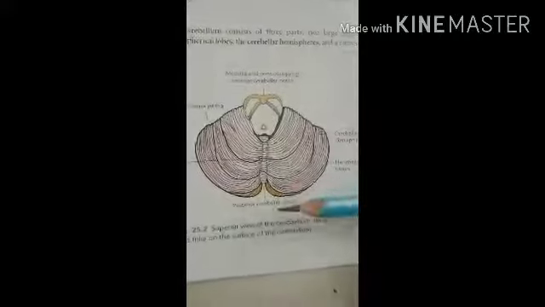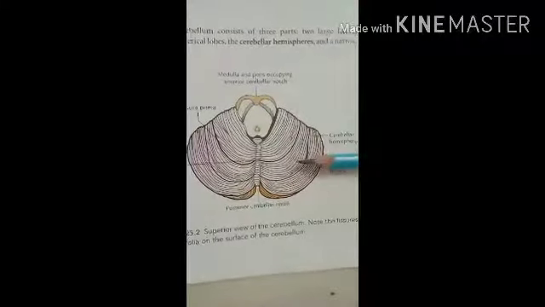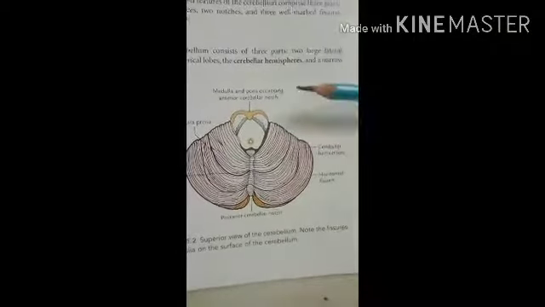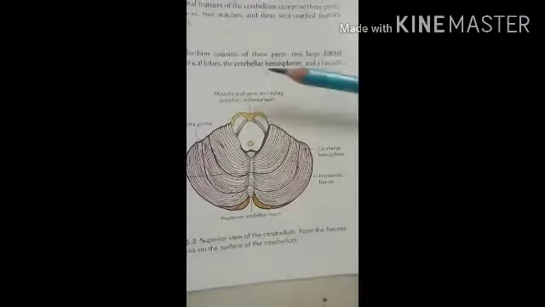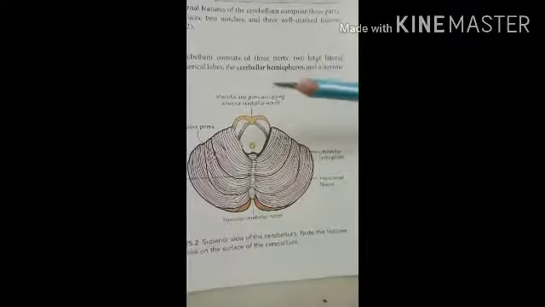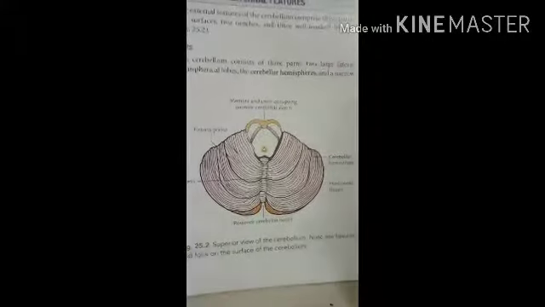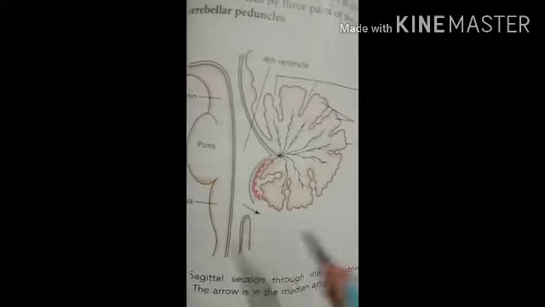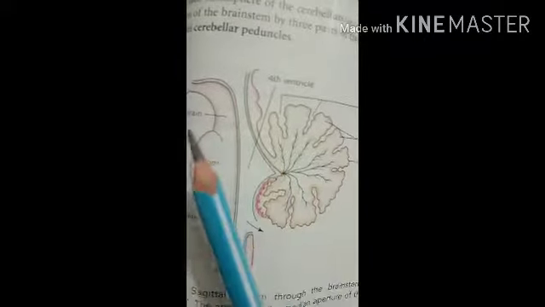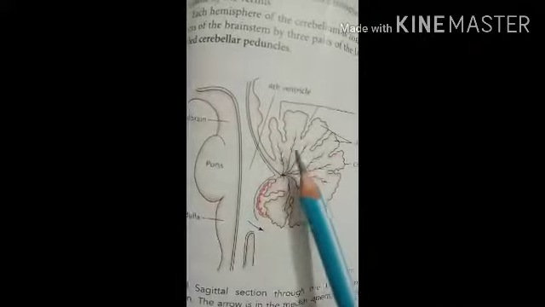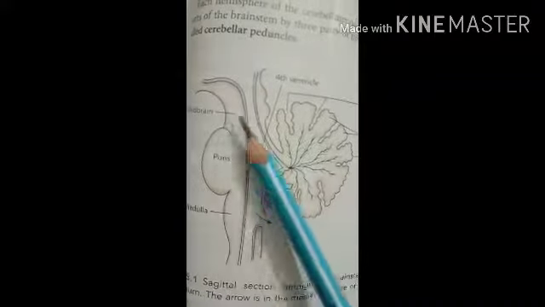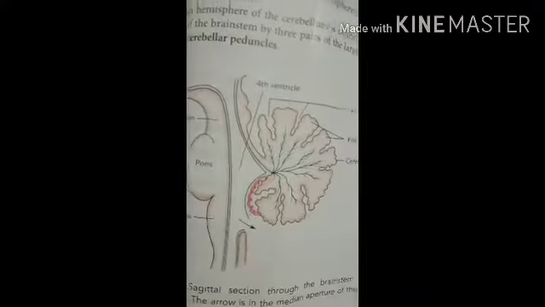In this diagram you can see the right hemisphere and the left hemisphere. Each hemisphere of the cerebellum is connected to the brainstem by large tracts called the peduncles. Here you can see the three peduncles: the inferior cerebellar peduncle, the middle cerebellar peduncle, and the superior cerebellar peduncle. Through these three peduncles, the cerebellum is attached to the three parts of the brainstem: the midbrain, pons and the medulla.